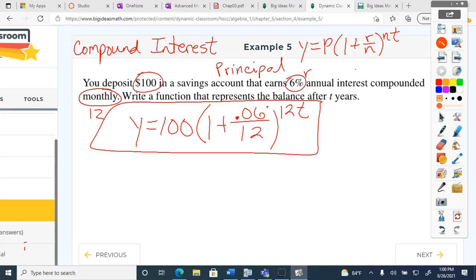Say 23 years. That would be a lot of money. Well, I say a lot. It wouldn't be that much. We only start out with how much? 100. So after 23, well, I don't know.